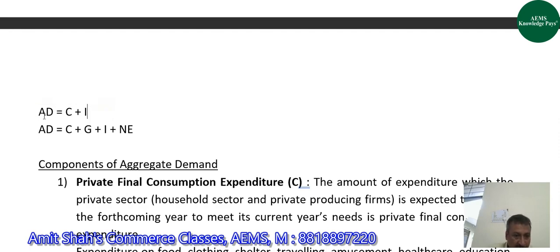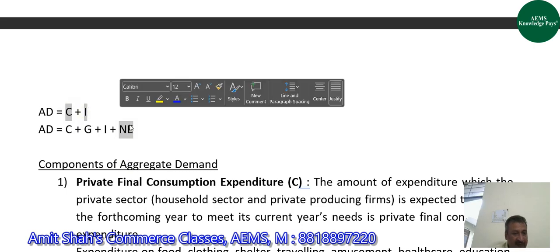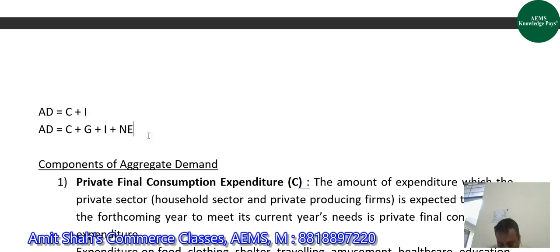So, as of now, to understand the schedule of aggregate demand, we will take only two components, C and I. It doesn't mean that we are ignoring G and NE, but G is also part of C here, and NE is part of either C or I. I have explained this, guys. If you have not understood, tell me, I will explain this again.